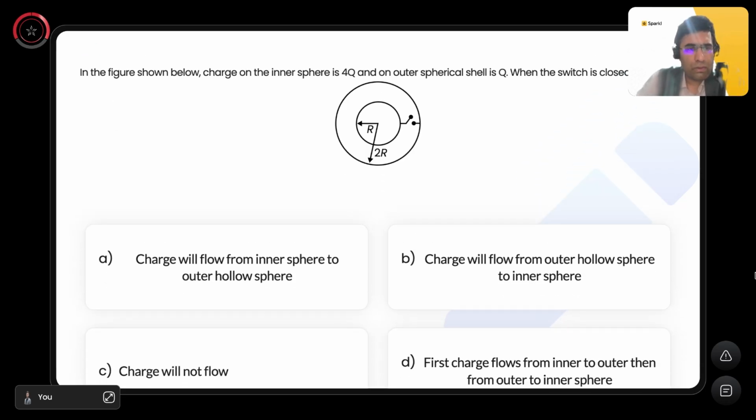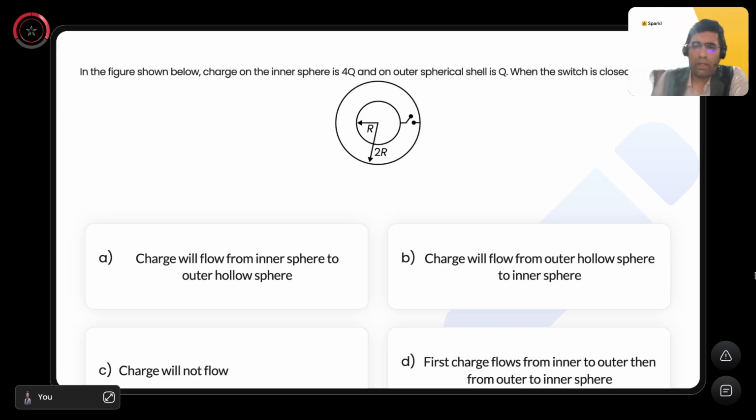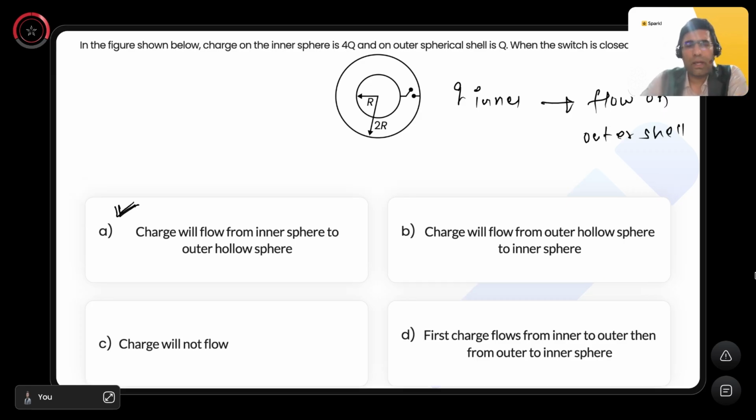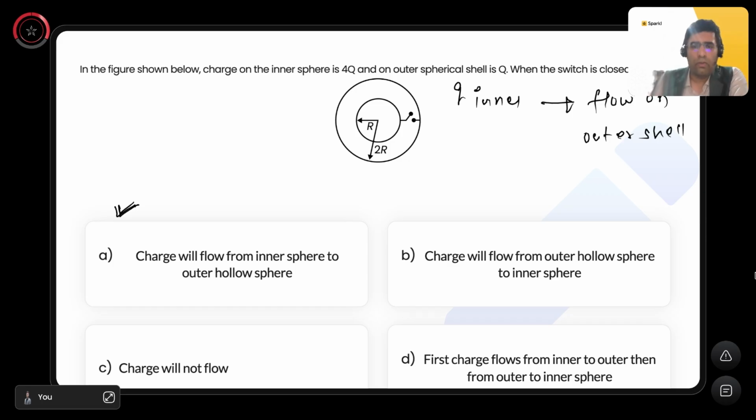In the figure shown below, charge on the inner sphere is 4q and on the outer shell is q when the switch is closed. So we know that when the switch is closed, all the charge of the inner shell will flow onto the outer shell. So if you are asked to calculate the final charges, the final charge on the outer shell will be 5q and the inner shell's charge will become 0. Alright, next question.